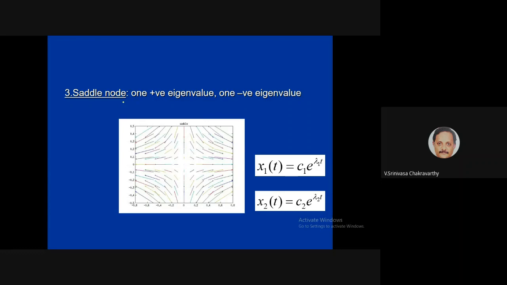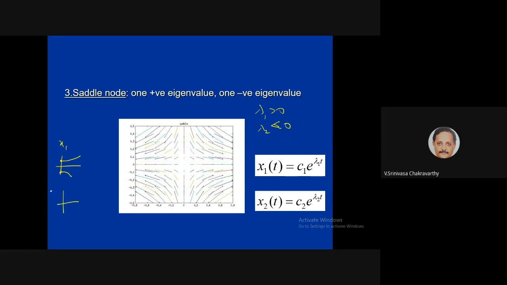Then the third case is a mixed case. It's called a saddle node, where one eigenvalue is positive and another eigenvalue is negative. In this case, x1 is C1 times e to the power lambda 1 t. Let us say lambda 1 is positive, lambda 2 is negative. Then x1 blows up. If I start from a positive value, it will go to positive infinity. If I start from a negative value, it goes to negative infinity.